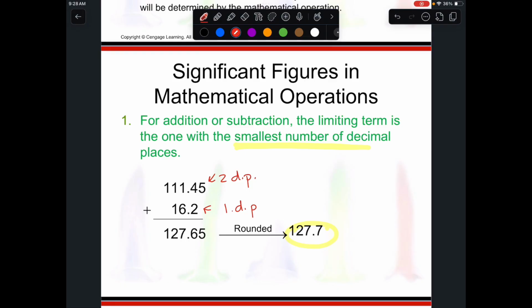So we do not do anything first. We get the original number, we add or subtract. In this case, we were adding. After we get this number, we round. So we want the answer to have 1 decimal place. So we keep the 127, we look at the next number, the 5 is going to round this up, and we end with 127.7. So all we look at for addition and subtraction is how many decimal places and rounding to the smallest number of that.